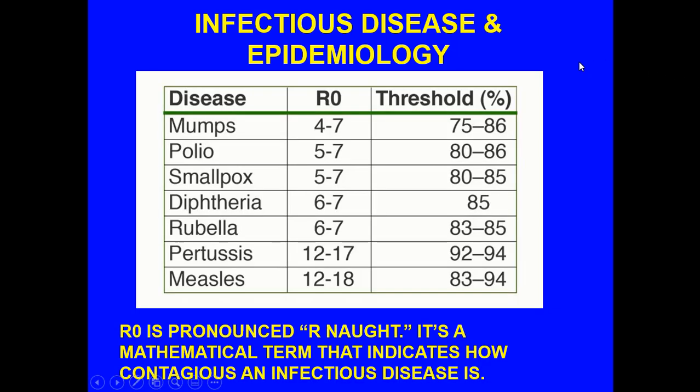So when you take a look at something like this chart, this is an R naught chart, okay? It's a mathematical term that indicates how contagious an infectious disease is. So you look at mumps, you look at polio, you look at smallpox, you see that roughly every infected person comes in contact, they could spread this to anywhere from 4 to 7 people. When you get to pertussis and measles, it's even nastier because there the R naught is much higher, 12 to 17, 12 to 18.